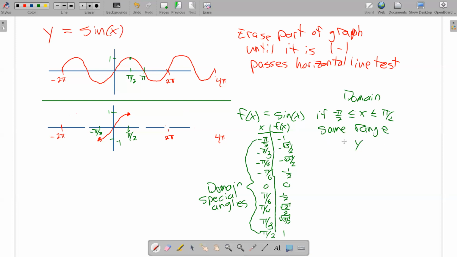Which is y is from -1 to 1. Now the inverse function basically just flip-flops that stuff. So if I make some notes about the inverse down here, what's the inverse function going to look like? So I'm going to have an inverse function, f inverse, right?